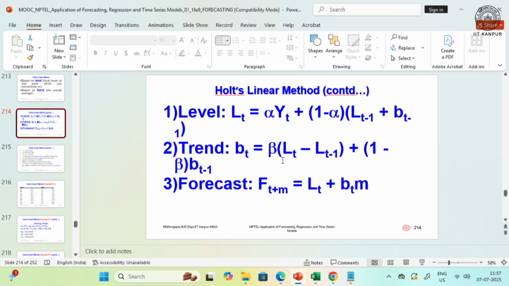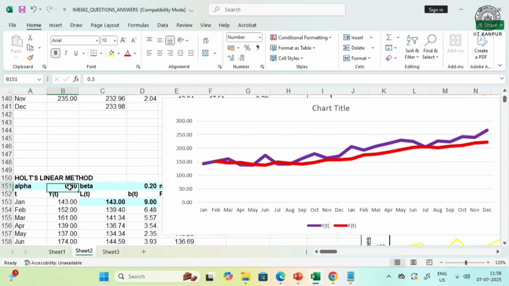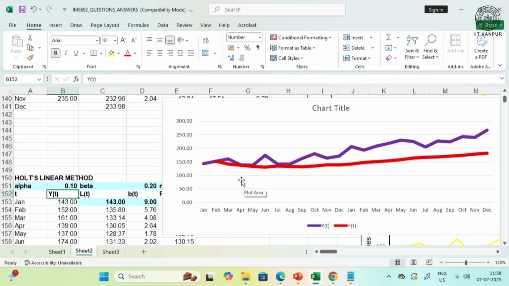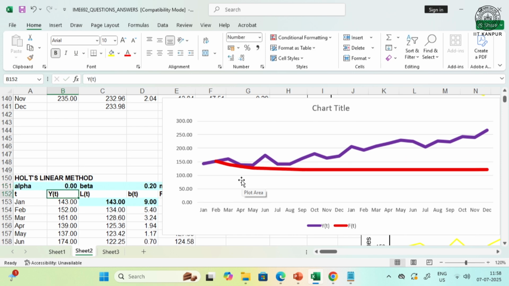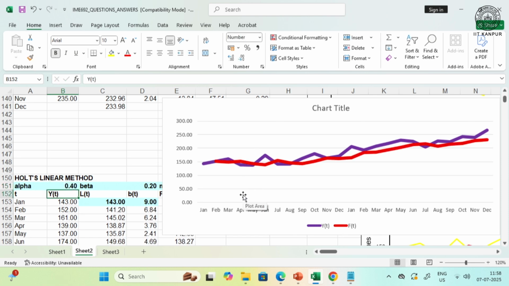Why? If alpha is almost 0, what you are trying to do is give all the weightage to the difference in the previous level and the trend. So, that would basically be a smooth line, because you are eliminating the effect of the actual value, which is YT. Say for example, I take alpha as 0.1, straight line. If I take alpha as 0, it is basically a straight line, because all the y values affected are being taken out. So, let me take it as 0.4 back. So, this is the value.